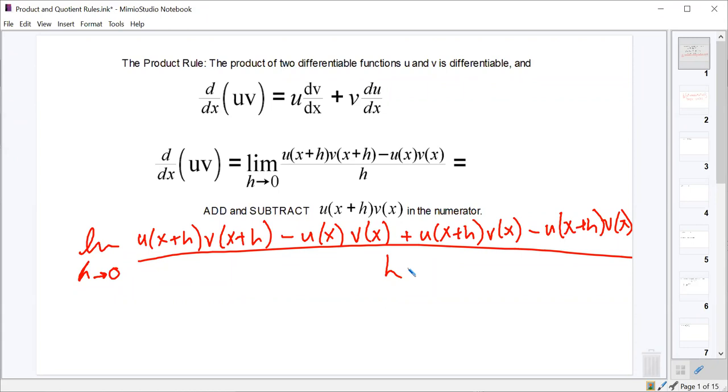The only thing though that I think we can cancel out is, I could, if I really wanted to, cancel out this u of x plus h v of x and this minus u of x plus h v of x, but there must have been a reason I put those in there. So maybe we can separate this out and write it as two different limits. What do we think? Yeah, good idea, sounds right. Which means we're going to need to group some of this together. Any idea what terms you want to group together and separate out?